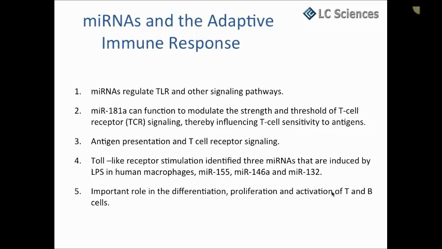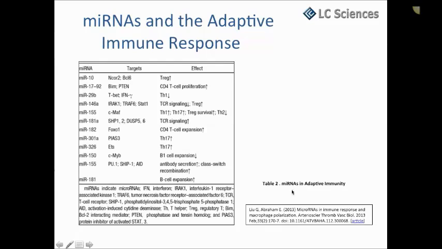They're crucial in the antigen presentation and T-cell receptor signaling, and just overall they play an important role in the differentiation, proliferation, and activation of both B and T cells. And here is again from the same paper, this time a table of microRNAs that are specifically involved in the adaptive immune response.